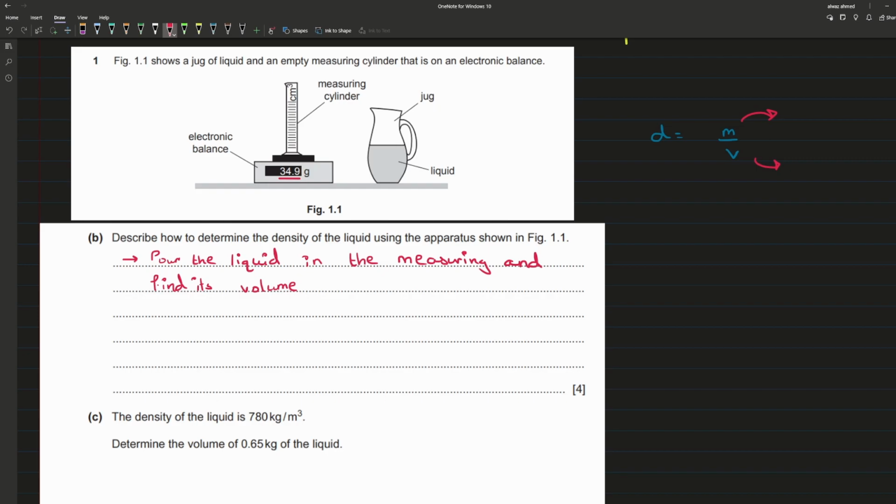Next we'll pour the liquid into the measuring cylinder and we'll mark the mass. So whatever mass we get, it's going to be the measuring cylinder plus the liquid. So if we subtract the mass of the measuring cylinder from that final reading, we'll get the mass of the liquid alone. So the next thing that we do is we pour the liquid in the cylinder and mark its reading.